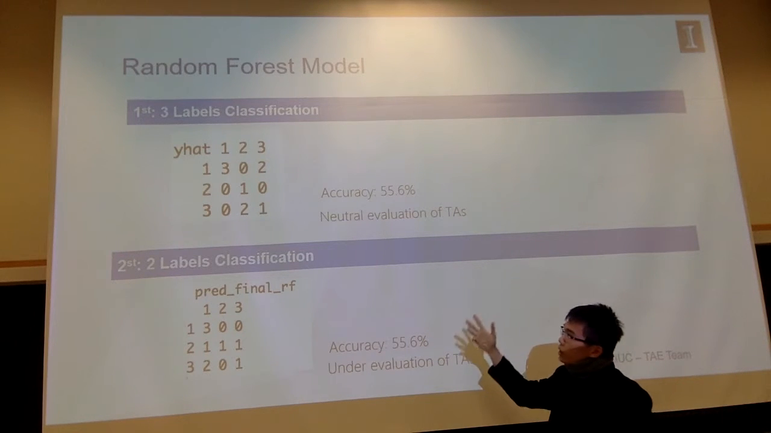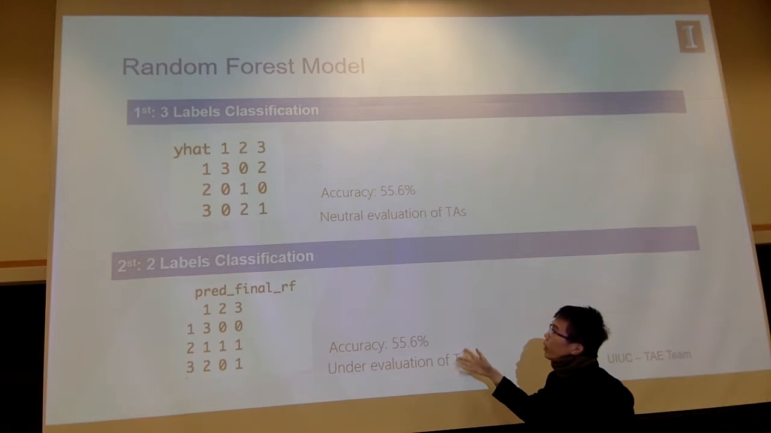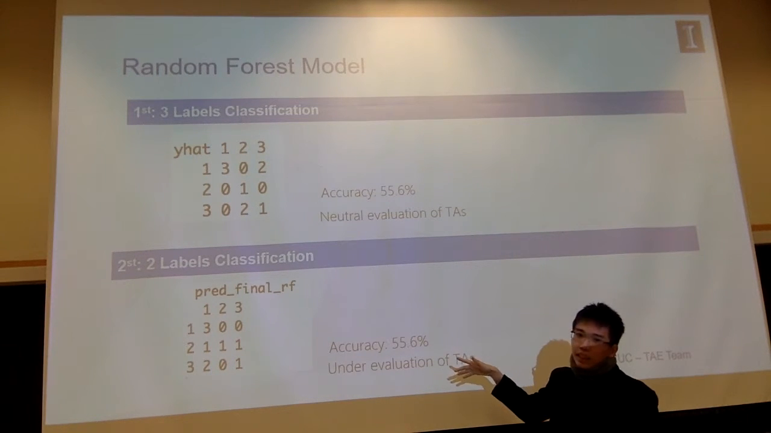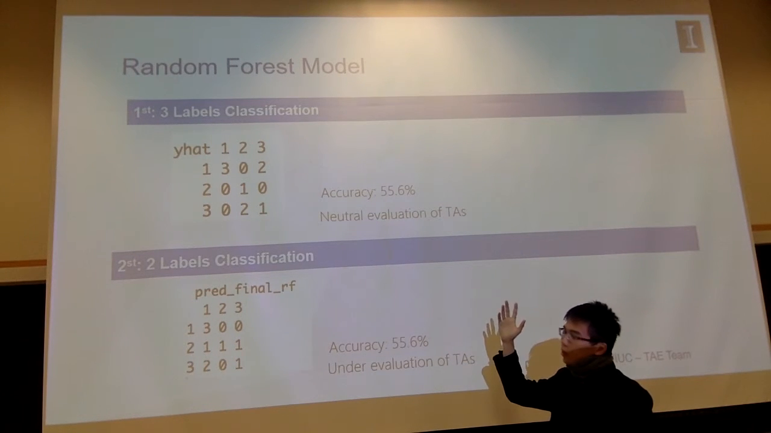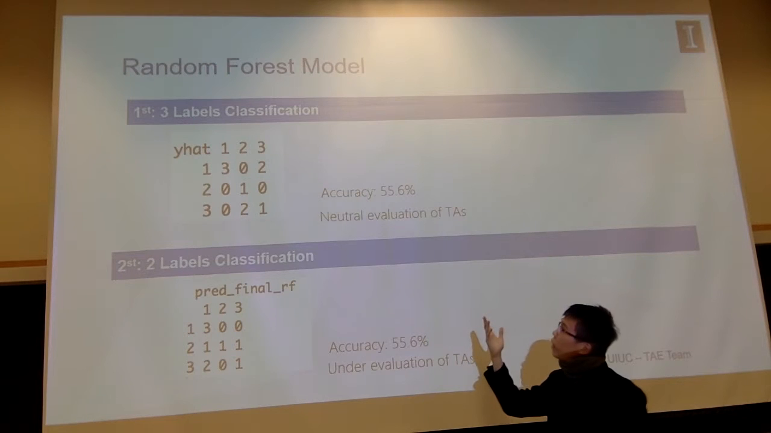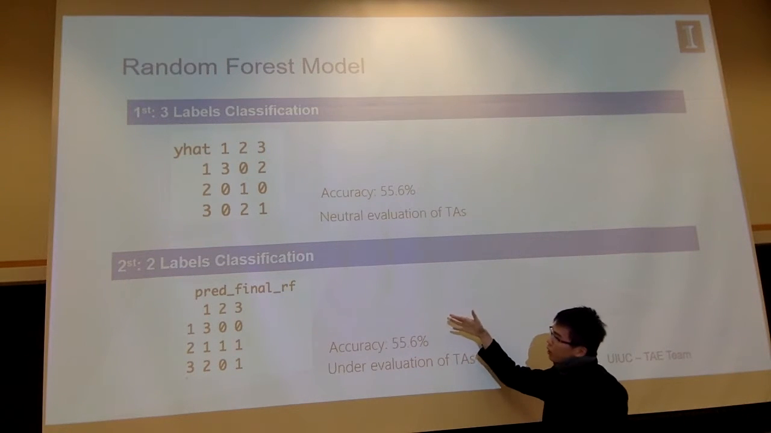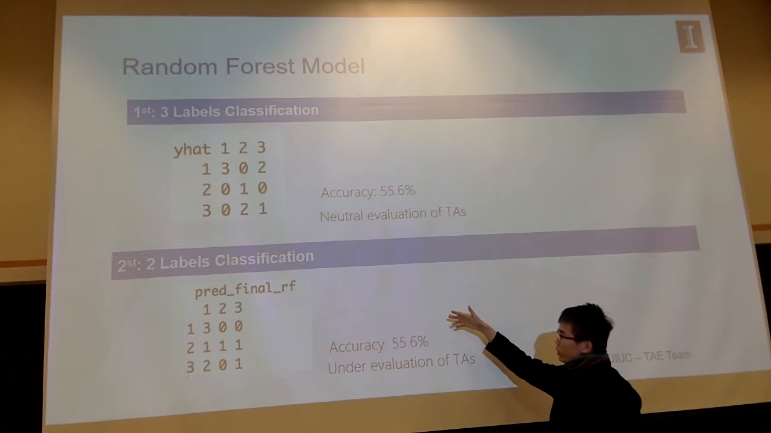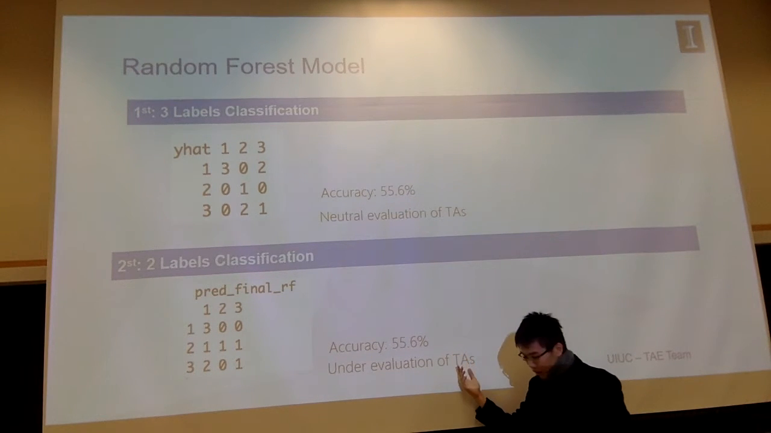So we can see the accuracy of the two models are the same in our testing data, but the bias in the errors will be different. For example, in the three-label classification, we can see the model has a very neutral bias. It can either over-evaluate or under-evaluate the TA. But in our one versus other random forest model, we tend to under-evaluate the TA, same like the logistic regression.